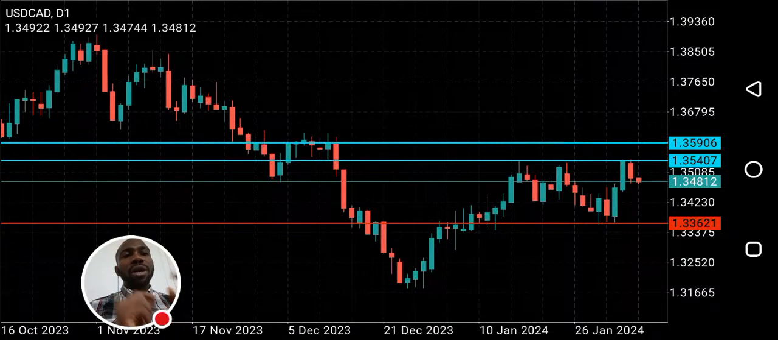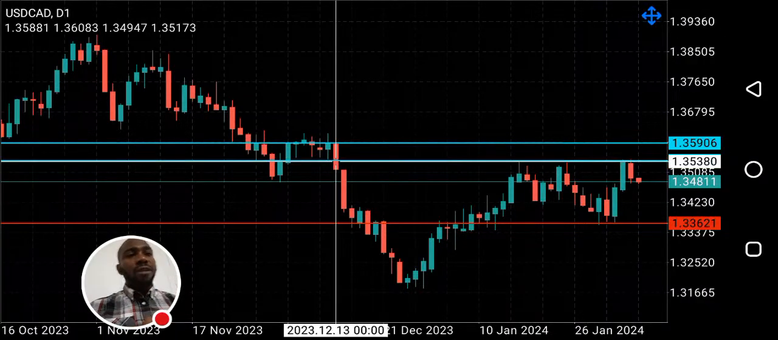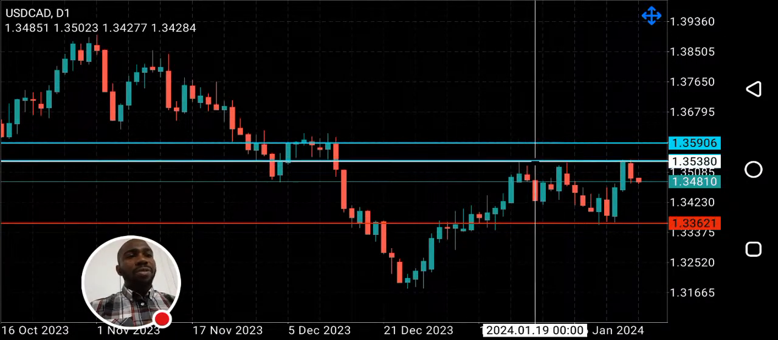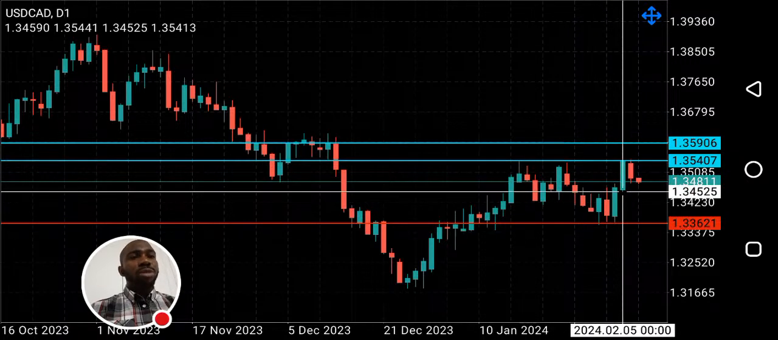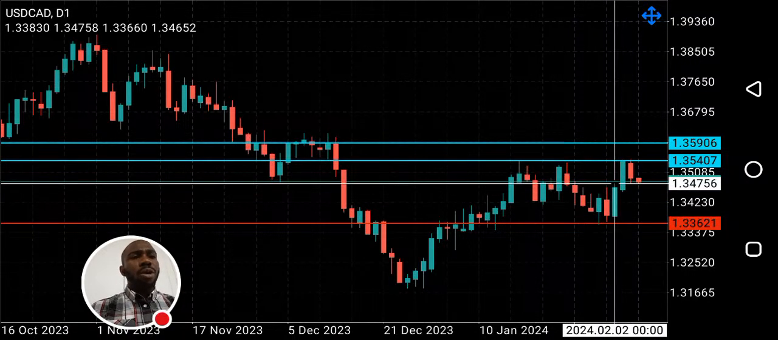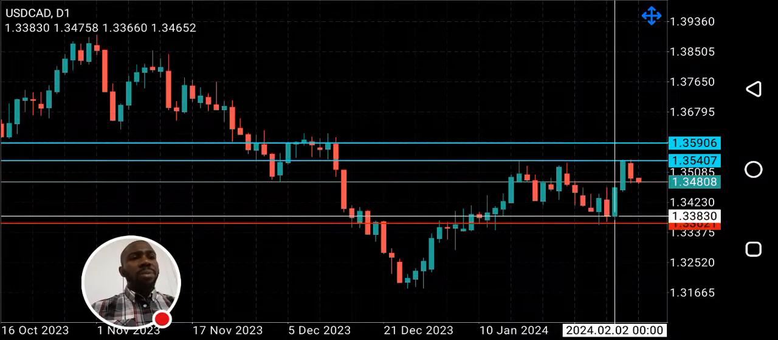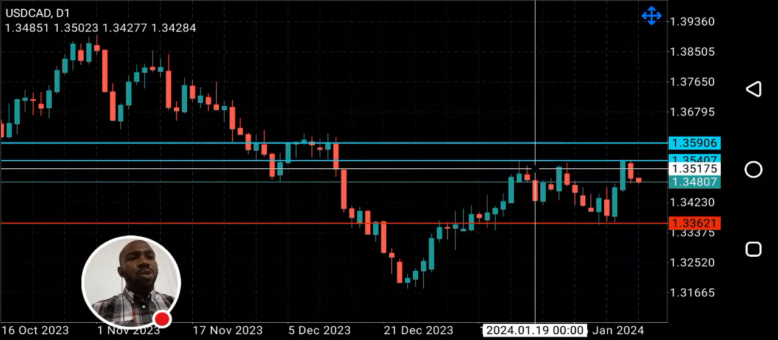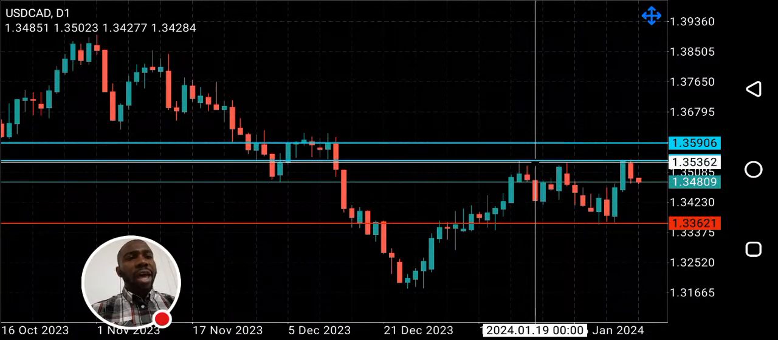I think what played out yesterday, on Monday, was a clearing of liquidity at this previous high. That's the reason price went up: to clear liquidity at this previous high, and that they have achieved. So there's a high probability that USD CAD would go bearish this week.